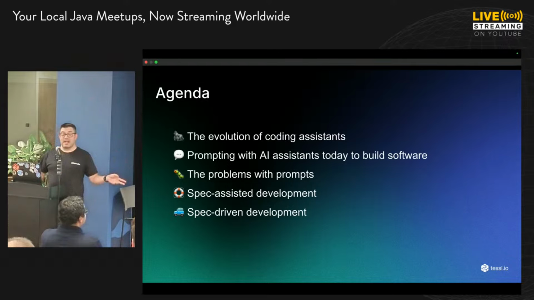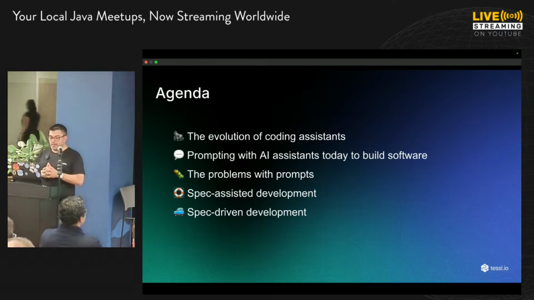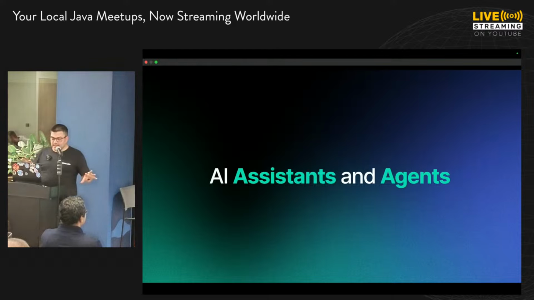We're going to talk a little bit about how coding agents and assistants have changed, and about some of the prompting lessons that we've learned in building Testable, which I'll show a little bit of. But ultimately, there are problems with prompts, and we need specifications to break into that next area of more predictable, more production-ready software development with AI. And we'll talk about spec-assisted and spec-driven development. So let's jump straight in.